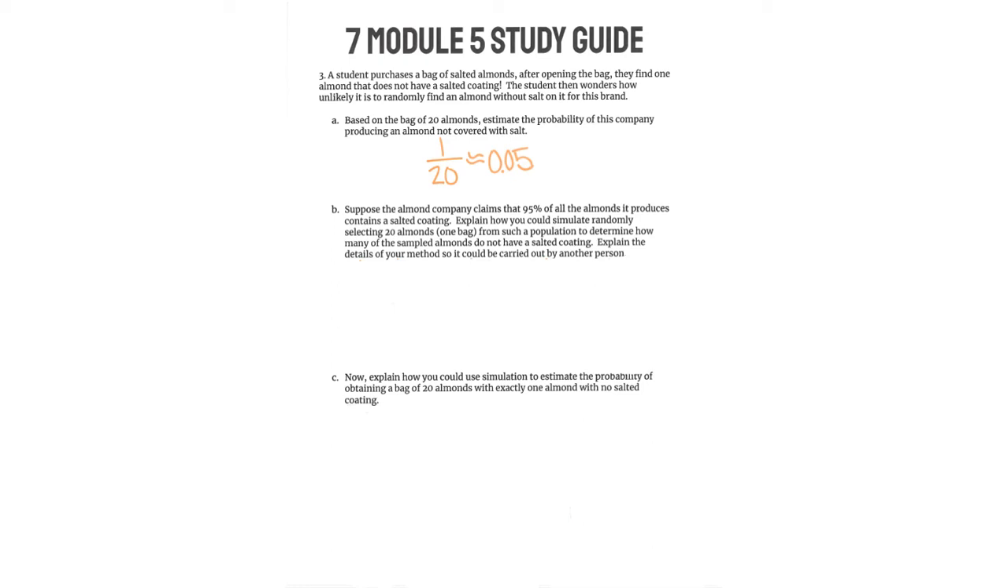Ideally on your test, any simulation you come up with that's correct, of course I will give you credit. But I am going to give you an example that you can even use on your test to help us understand how we can simulate randomly selecting 20 almonds from a population. Of course, the question on your test is going to be different than the almonds, but you'll be able to relate it to whatever your question is about on your test. So here's what we're going to do.